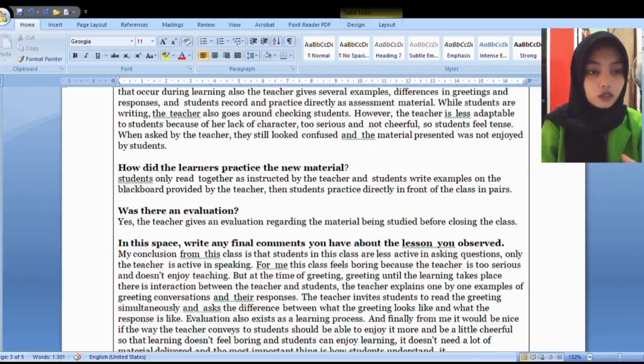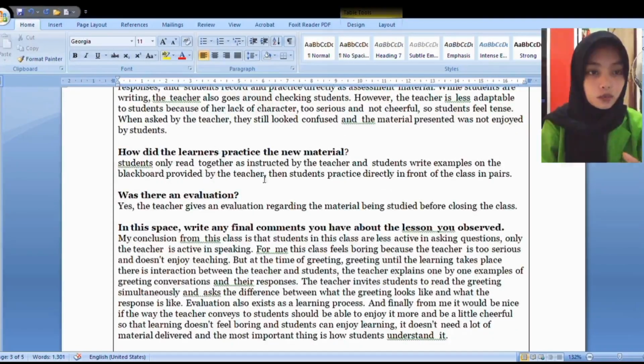Was there an evaluation? Yes, the teacher gives an evaluation regarding the material being studied before closing the class. And last, in this space, write any comments you have about the lesson you observed. My conclusion from this class is that students in this class are less active in asking questions. Only the teacher is active in speaking.